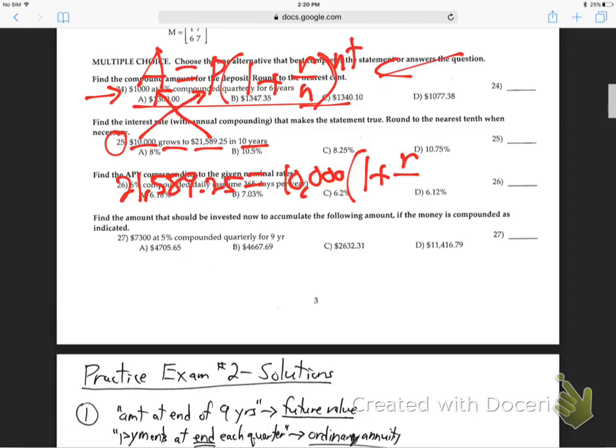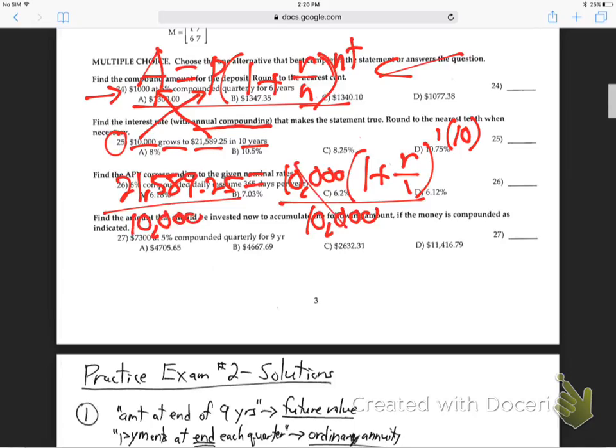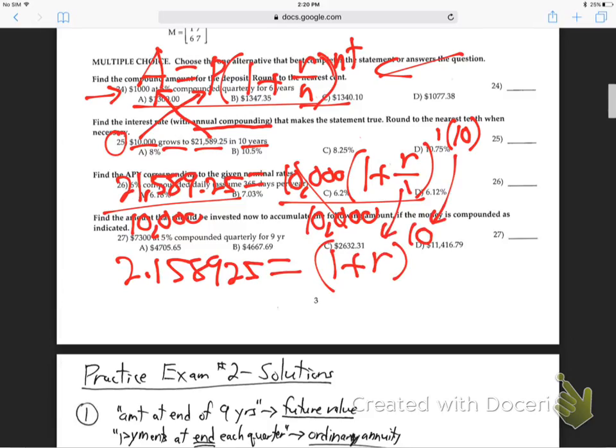R over N. Now, what is N? Yeah, N is number of compoundings per year, right? And there it is, annual compounding. That means once a year. N is just one. And what is T? 10 years. So there's my equation, right? Now, do you know how to solve that for R? That's not easy at all. First, divide by that 10,000. Get that 10,000 off of there. I think that'll make it 2.158925, just move the decimal way back. This is 1 plus R to the 10th, right? R over 1 is just R. 10 times 1 is just 10.